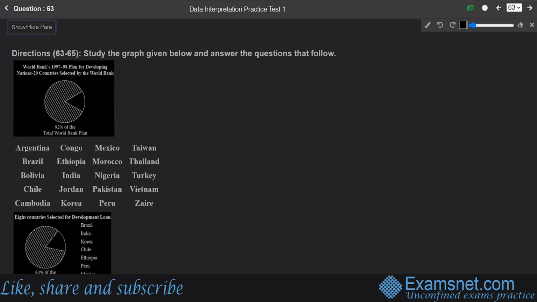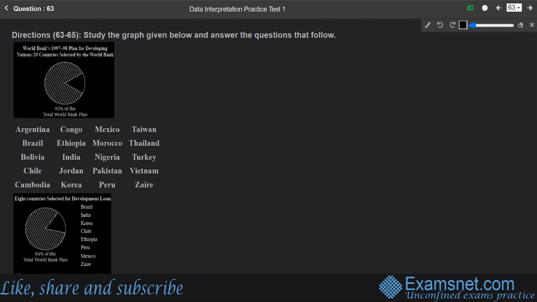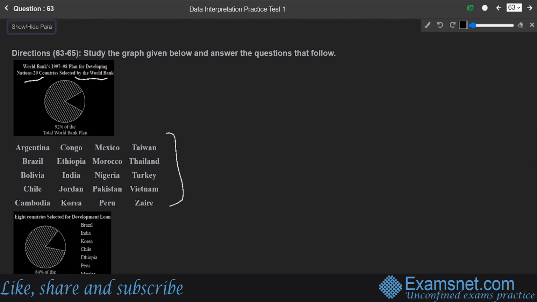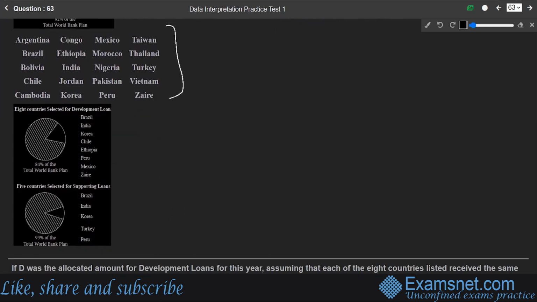Now we have a different pie chart for solving a different question. Now what is the question? In the question they say study the graph and answer the given question. The data is about the World Bank's 97-98 plan for developing nations, 20 countries selected by the World Bank. So these are the 20 countries given for which the World Bank will be giving loans to develop their countries. Okay, and there is another pie chart given beneath that which says 8 countries selected for development loan. For development loan, these are the countries selected, and for supporting loan, these are the countries selected.